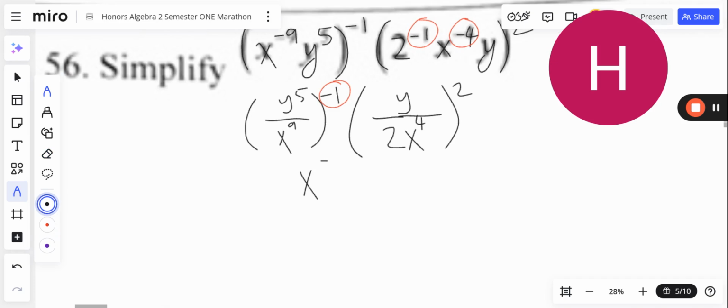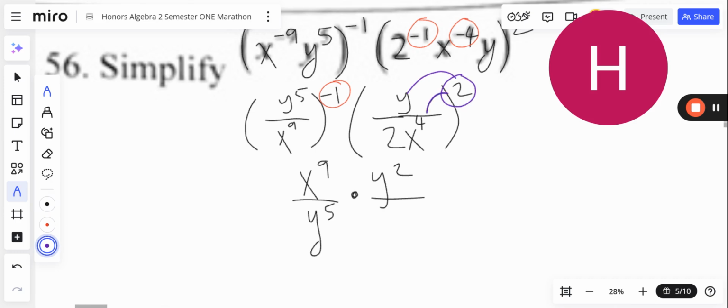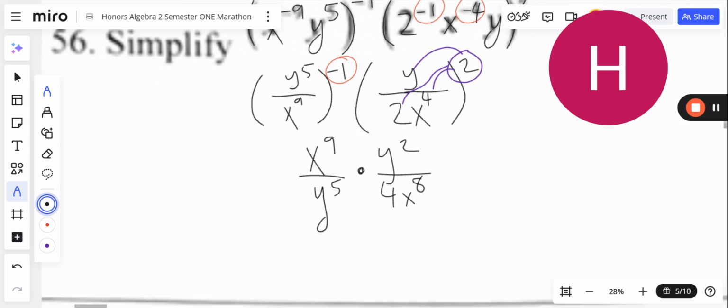Now, before we continue, let's finish dealing with this negative power. So we just flip that. x to the 9 over y to the 5. And then this will be y squared over, make sure you're distributing to every single exponent, even this number 2, 4x to the 8. And so we can cancel some terms on top and on bottom. We have 8 x's here to cancel again with 8 here, leaving us with just x. We have 2 y's here, and we have 5 y's here, leaving us with 3.